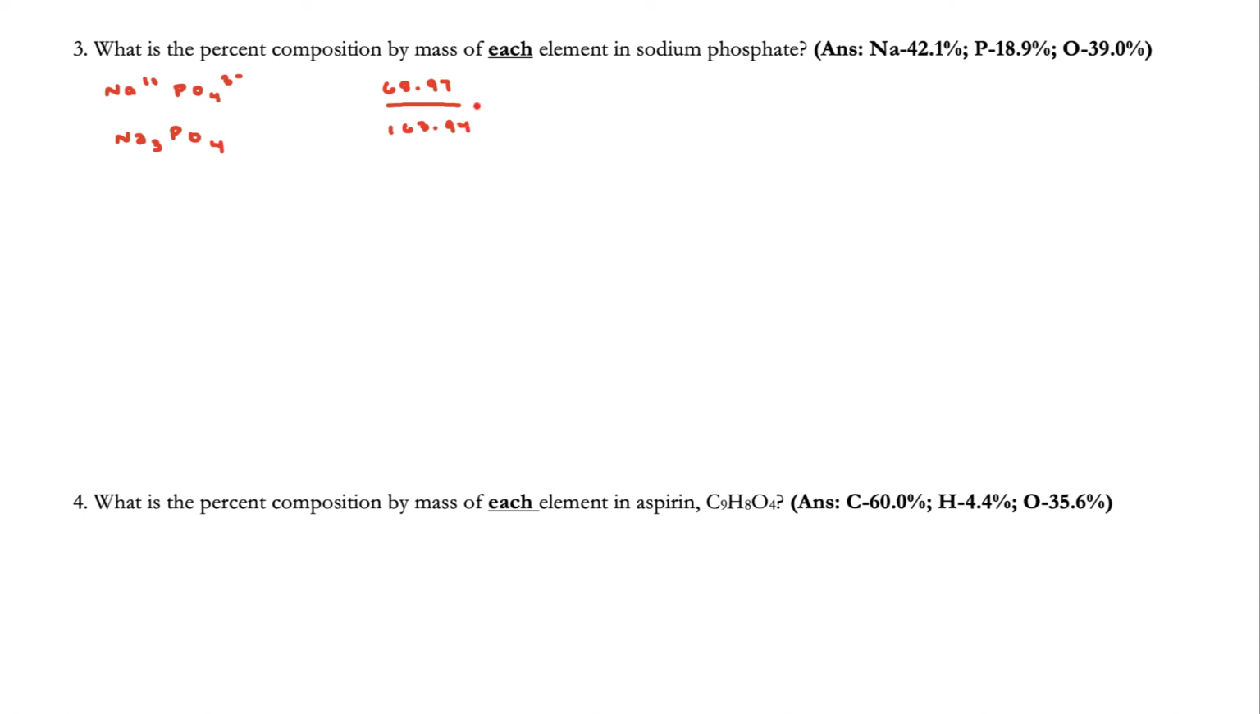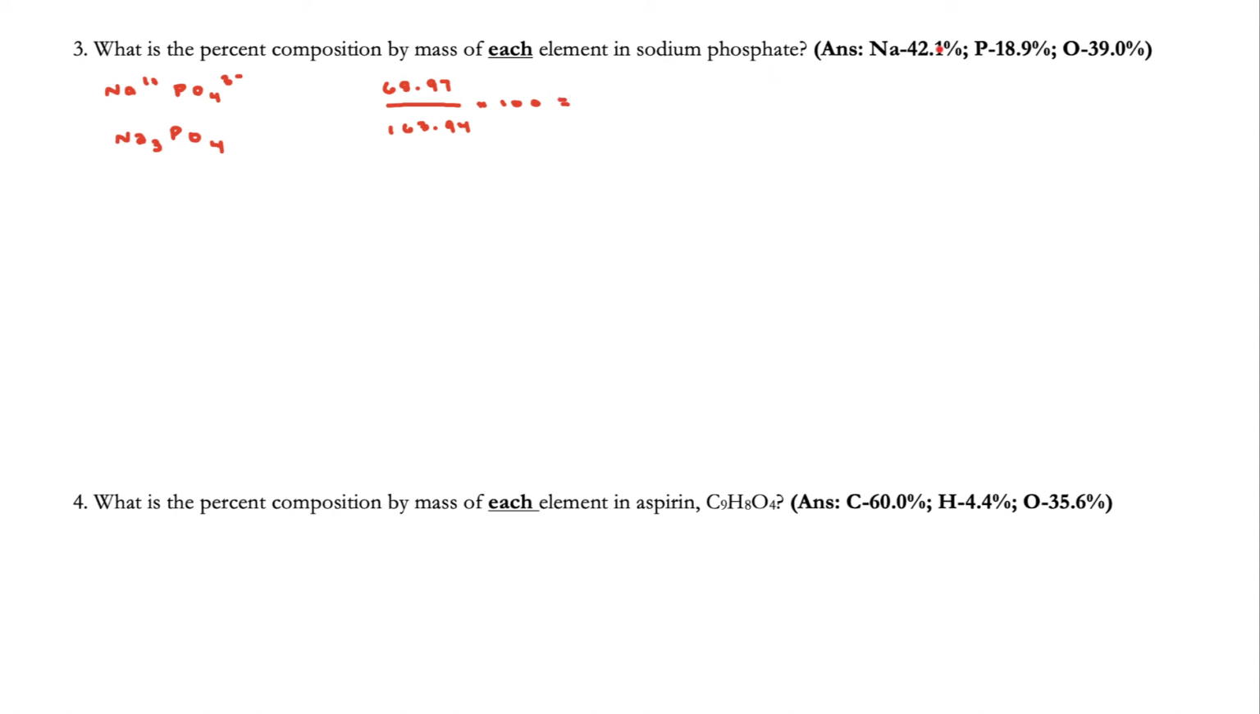I'm going to divide, and then multiply by 100%, and that will give me my percent composition that is just sodium. So I'm going to take 68.97, divide by the molar mass, 163.94, and I get 0.4207. I need to multiply that by 100, and I get 42.07. Keep in mind, I'm trying to figure this out quickly on the fly.